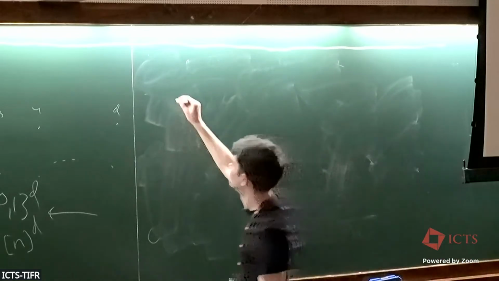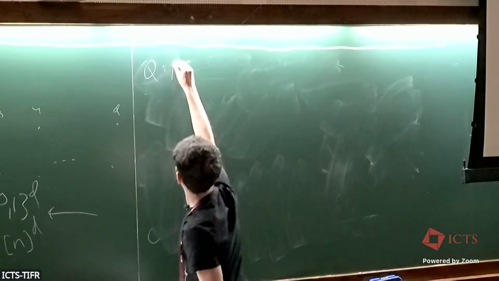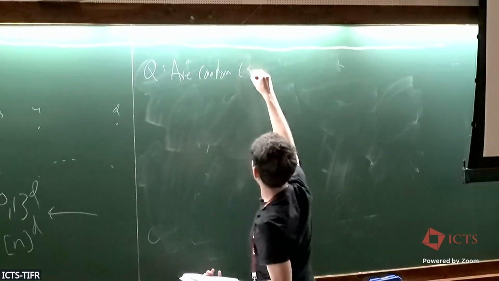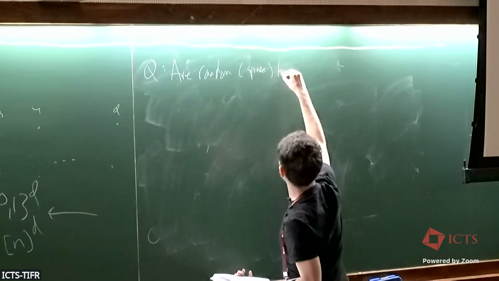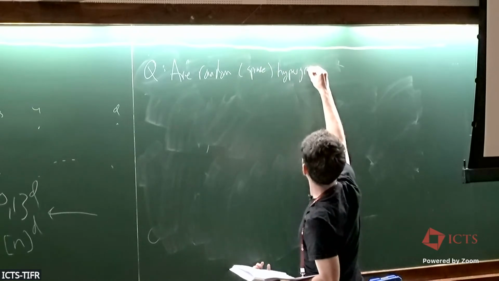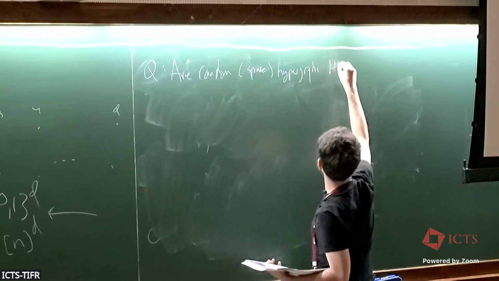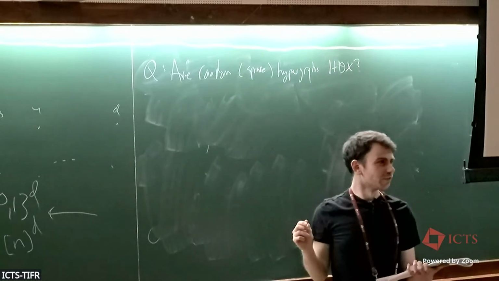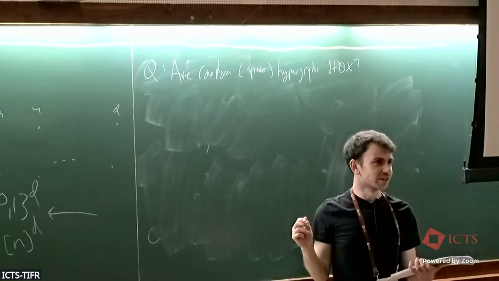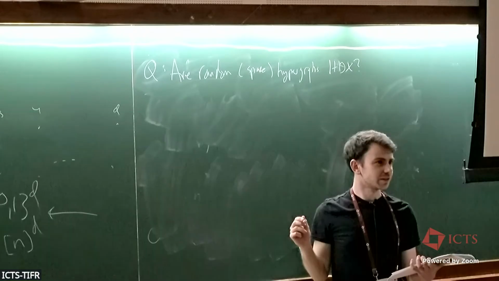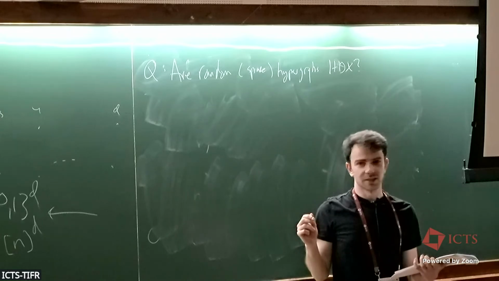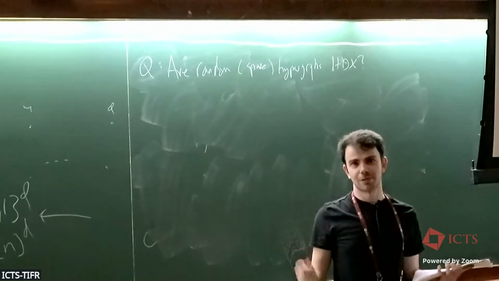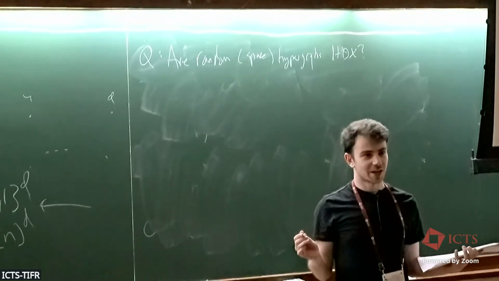So the question: are random sparse hypergraphs HDX? I don't know, take a poll of the audience. Do people think that these will get us high dimensional expansion? Say I take a random linear number of hyperedges. I have n vertices and I pick a random 100 times n hyperedges.